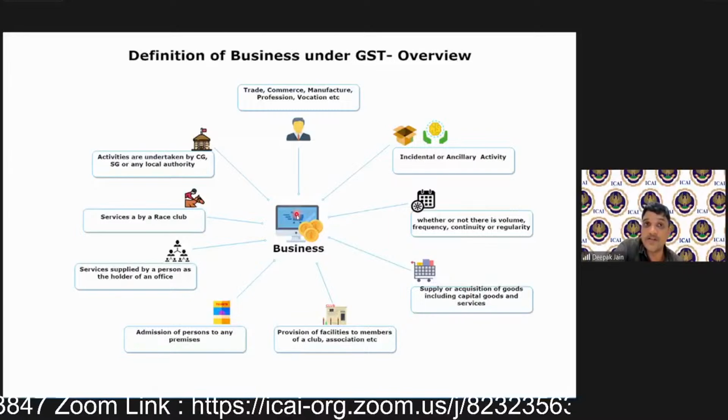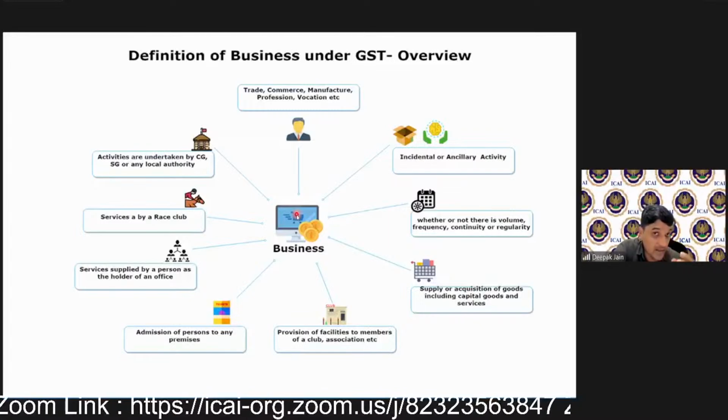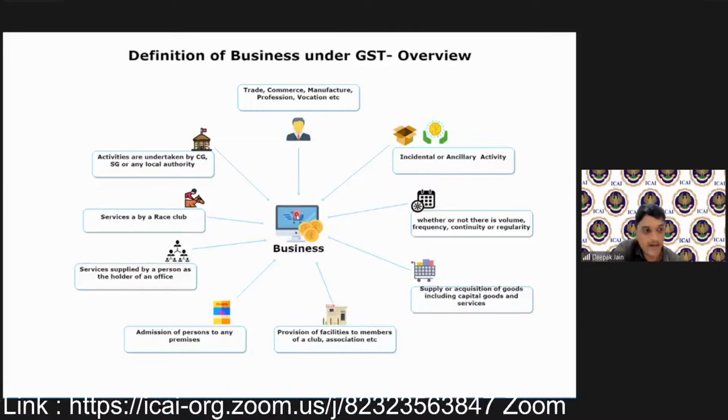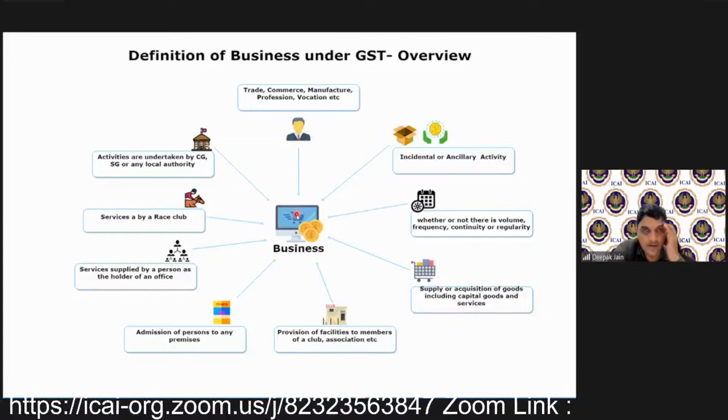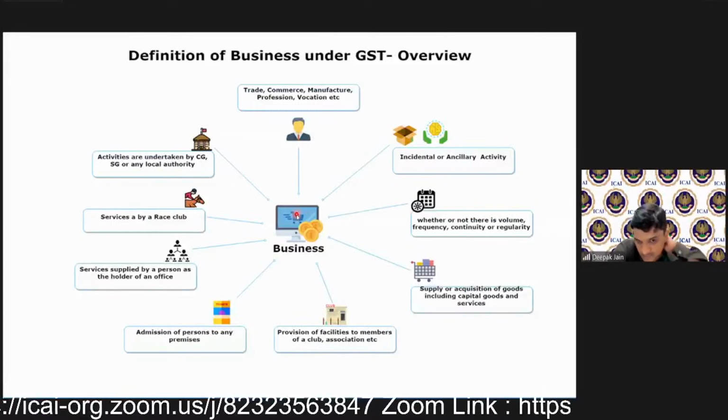Forfeiture of security deposit, yes, because you are apportioning the deposit for supply of goods, right? Once you apportion the deposit for supply of goods, it is liable to GST.